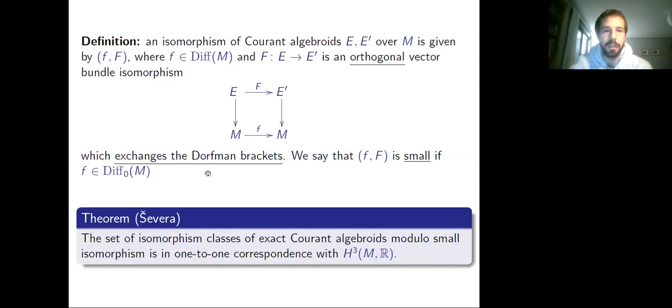Then there is this nice theorem by Severa, which tells you that essentially what I showed you in the first slide is all you can do for these exact Courant algebras. So the set of isomorphism classes of exact Courant algebras modulo small isomorphism is in one-to-one correspondence with the third cohomology group of the manifold. So this means that whenever I give you a closed three-form, this has a natural representative, and up to isomorphism, this is going to correspond to the cohomology class.